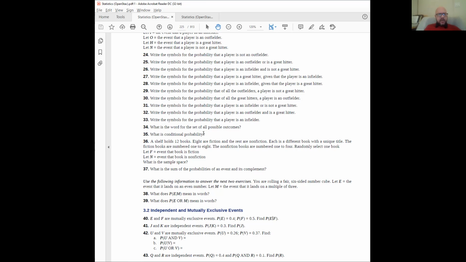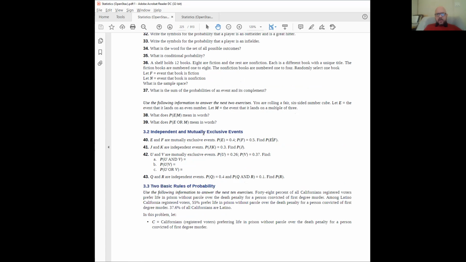40. Where are we at? E and F are mutually exclusive events. Probability of E is 0.4, probability of F is 0.5, and they are looking for the probability of E given F. So the probability of E given F is 0. These numbers right here are entirely irrelevant because E and F are mutually exclusive. Mutually exclusive means that one prevents the other one from happening. And this says, find the probability of E given that F has happened. Well, if F has happened, E is impossible. So this is 0.